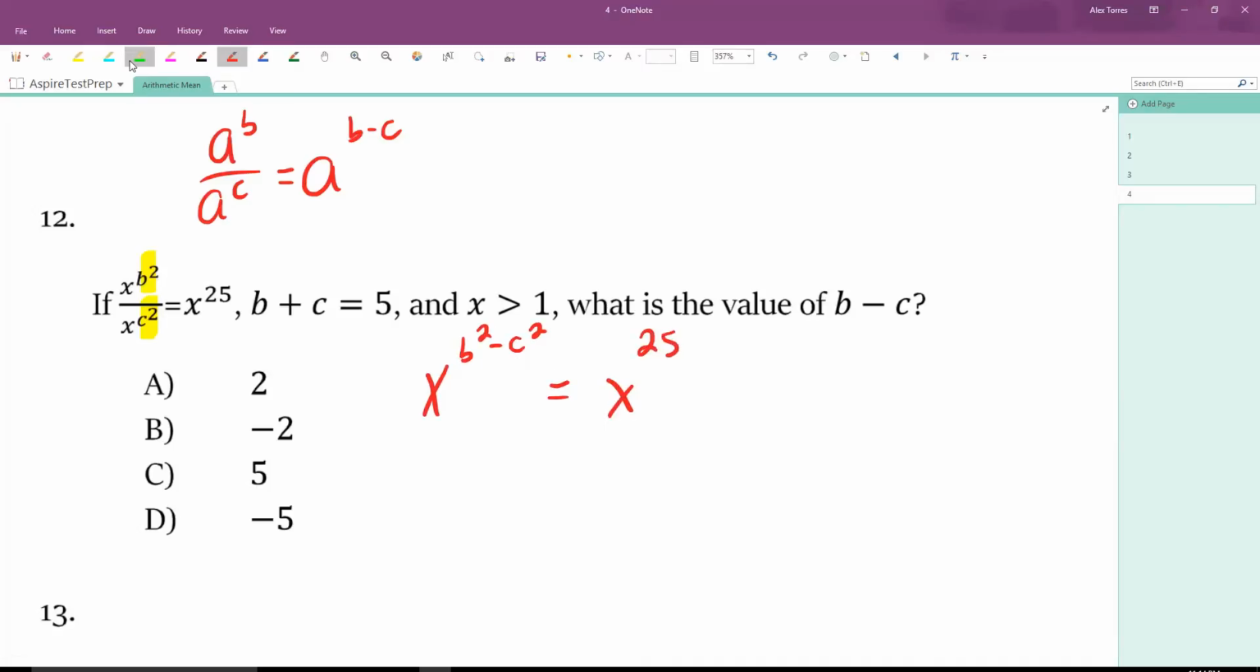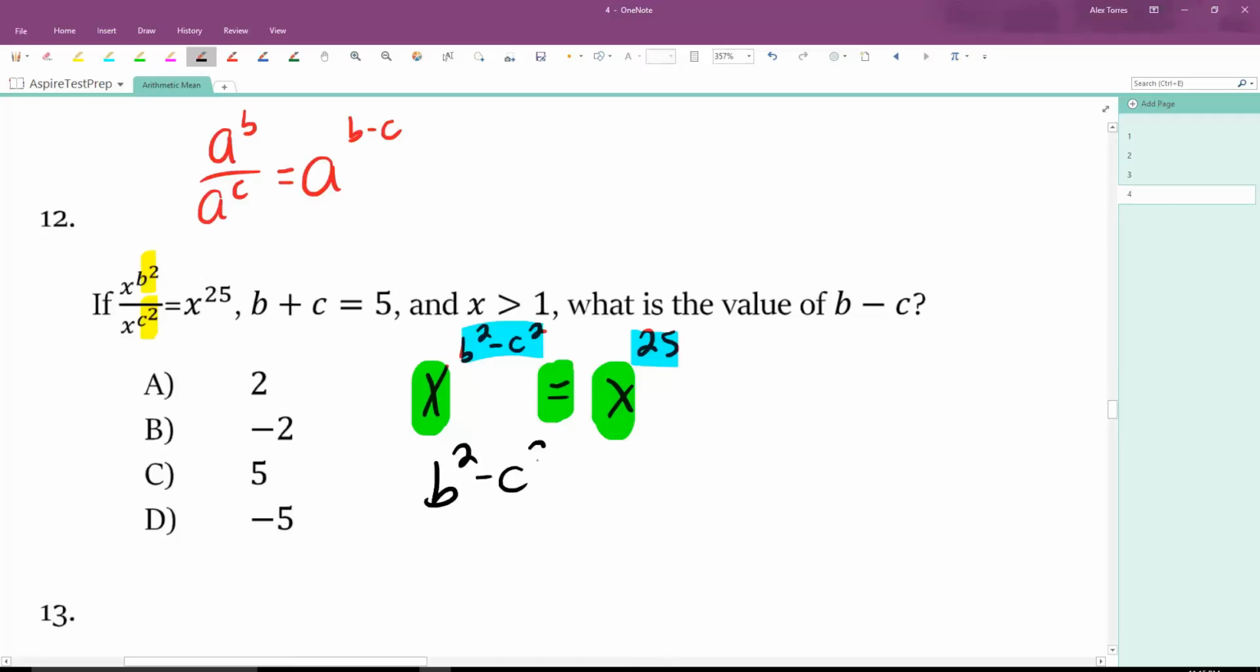This is a very important moment in exponents that you want to get used to. You have the bases are equal, the expressions are equal, and that means that the exponents have to also be equal. So from here we can say b squared minus c squared equals 25.